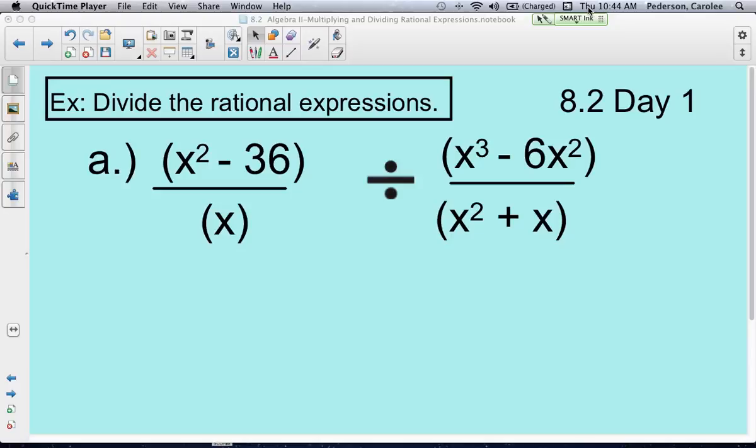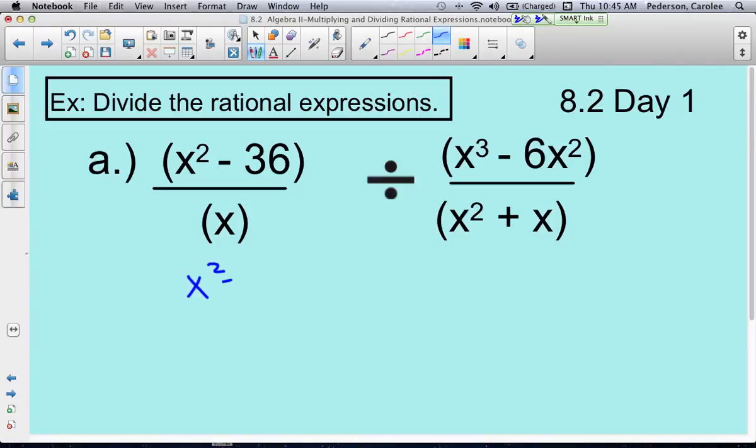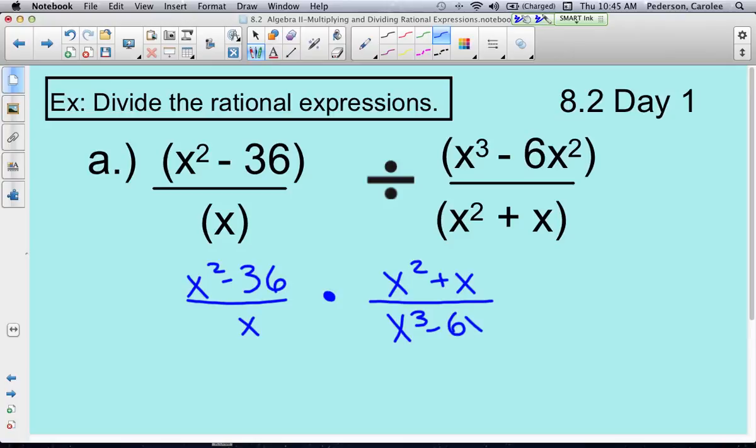So if you remember from the last video, if we have division, we change the sign to multiplication, and then we flip or reciprocate the second fraction. So we're going to keep the first fraction. We're going to change division to multiplication. And then we're going to reciprocate. So my x squared plus 6 goes on the top, and then my x cubed minus 6x squared goes on the bottom, on the denominator.